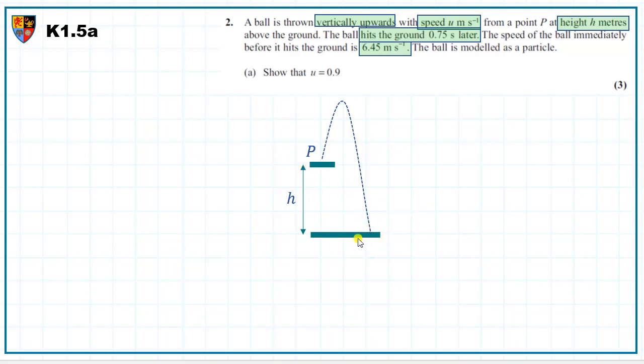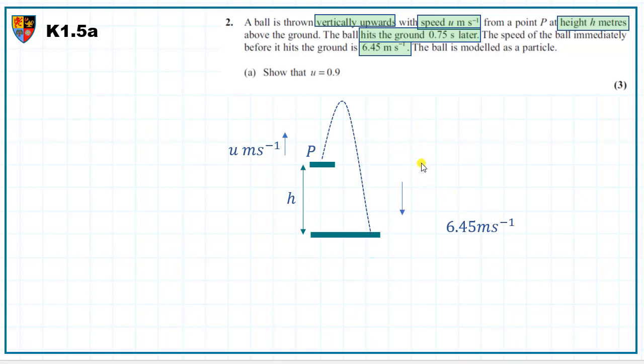We can model it like this. We have that height H, that's where P is. This is the starting point where the ball is being thrown. At that point, it's being thrown up with U meters per second, and remember it's going to go up and it's going to come down, and when it's just about to hit the ground, the speed is going to be 6.45 meters per second.